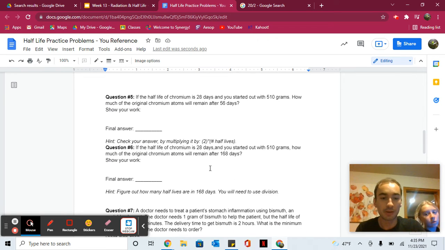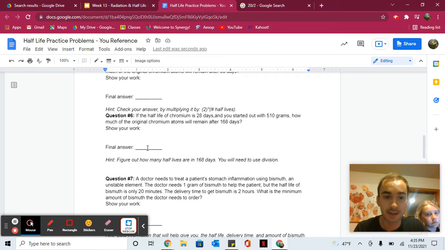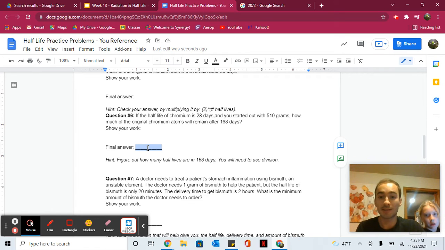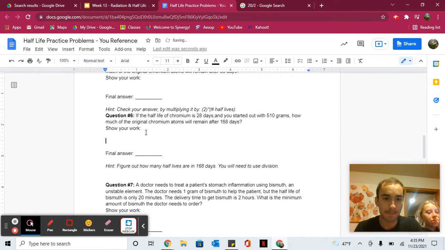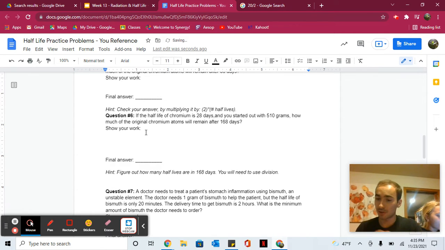Now we're going to do a little bit of a tougher one. If the half-life of chromium is 28 days, and you start out with 510 grams, how much of the original chromium atoms will remain after 168 days? Show your work. Okay? So remember to start out, we're going to be doing days, so day 0. Day 0, you start out with 510.